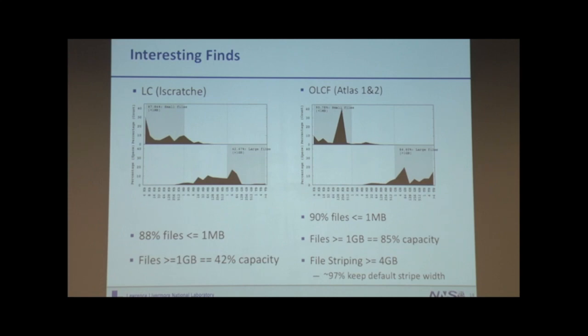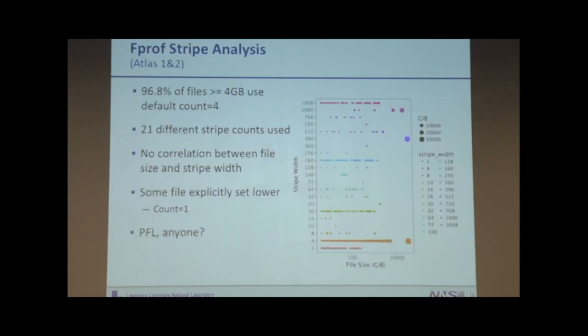As part of this paper, Oak Ridge also did a Lustre striping analysis through Fprof. And that gave us some interesting information. The striping analysis takes a threshold. The default is 4 gigs, so it only looks at files that meet or exceed that threshold. It showed us that 97% of those large files on the Atlas file systems use the default stripe count. It's not completely surprising, but I think we would have hoped for a little bit more customization on the user's part.